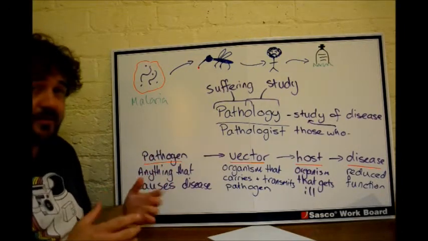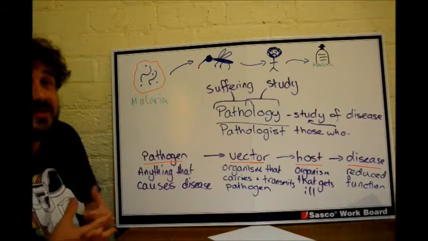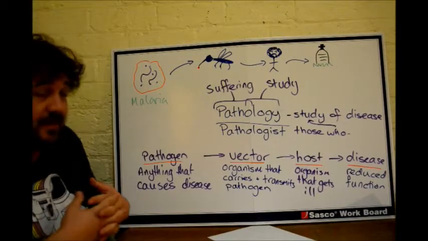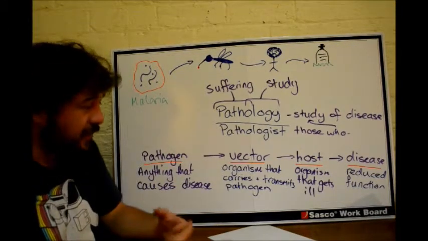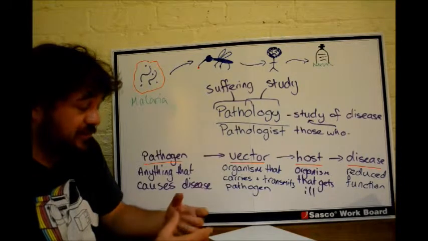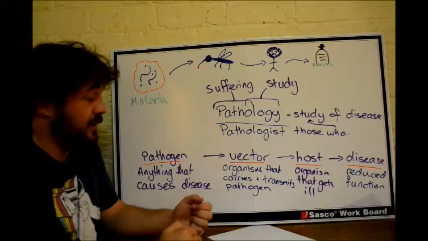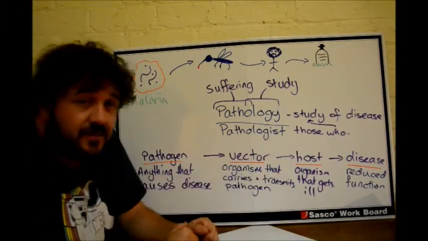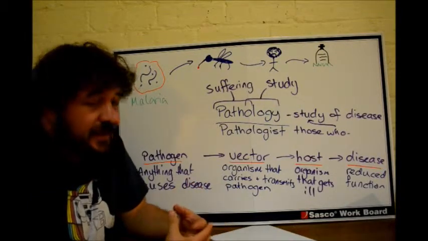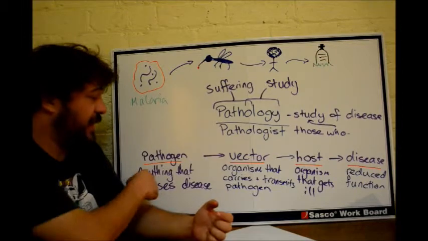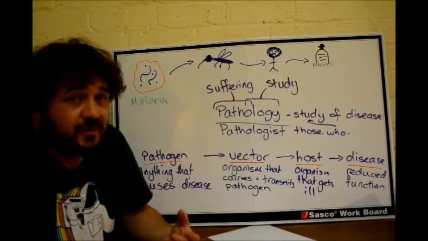Now, let's look at some words down here. Pathogen. That's what causes a disease. So anything which causes a disease is a pathogen. The vector. Now, there are direct vectors and indirect vectors, but as far as we're concerned, a vector is any organism that takes a disease from one person to another. Okay? The host, that's you. This is the organism that gets ill. It's the organism which allows the pathogen to be inside it. Now, the disease is the reduced function that results from it.